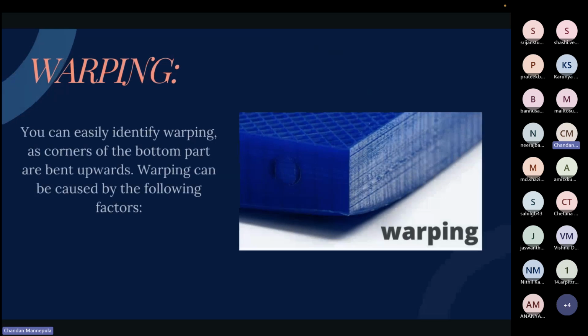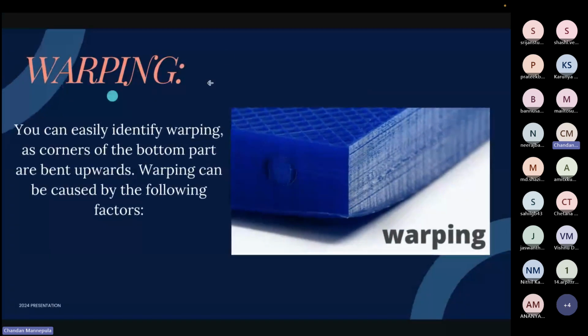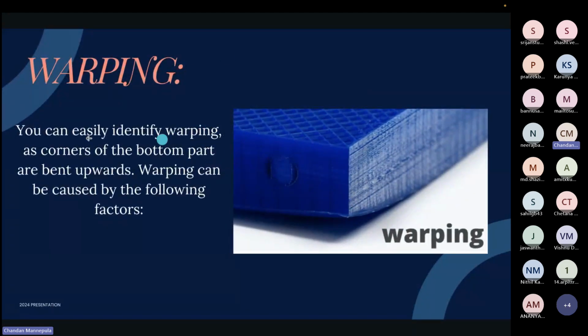Okay, first, let's talk about warping. You can easily identify warping as the corners of the bottom part are bent upwards. When there is a bend in the corner part of the bottommost layer, this is known as warping.